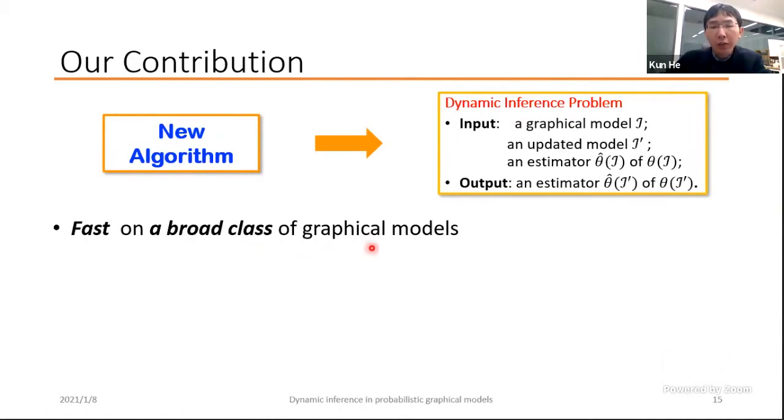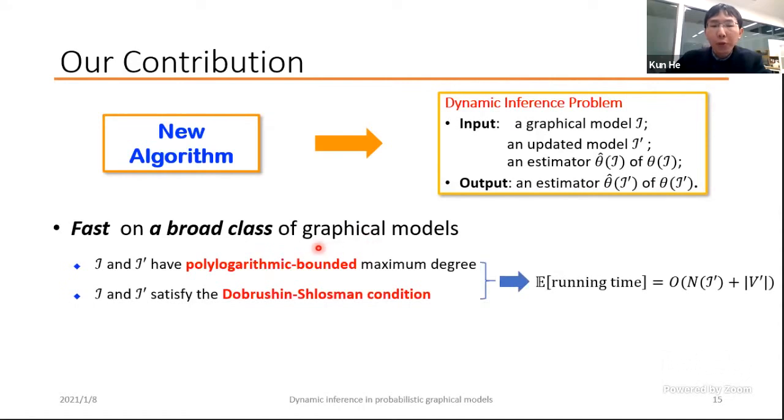For a broad class of graphical models, our algorithm is fast. We prove that if I and I prime have polylogarithmic bounded maximum degree and satisfy the Dobrushin-Shlosman condition, then the expected running time of our algorithm is bounded by the sum of N_I prime and the size of V prime.